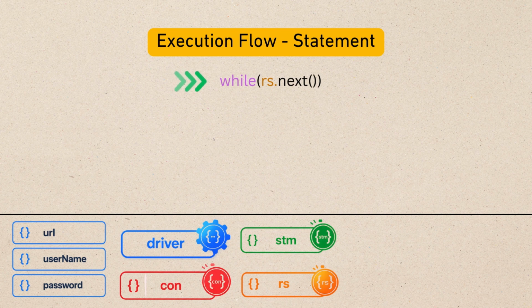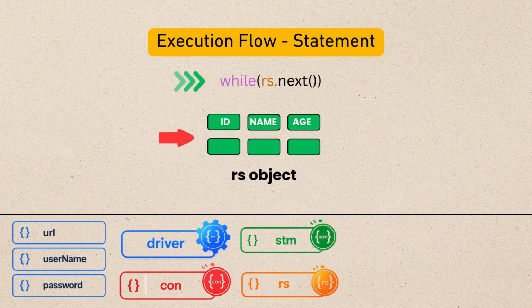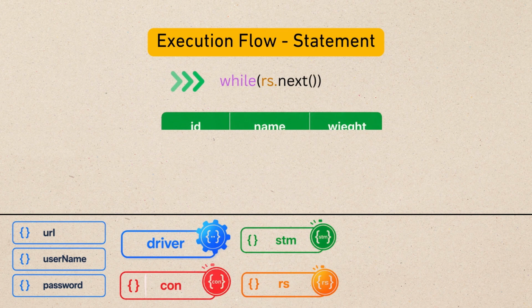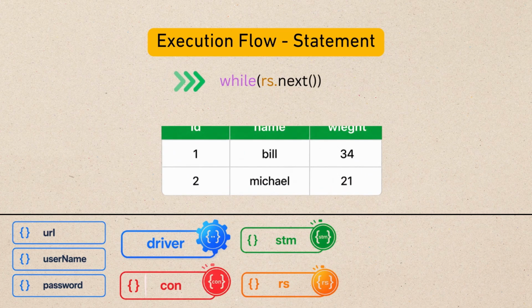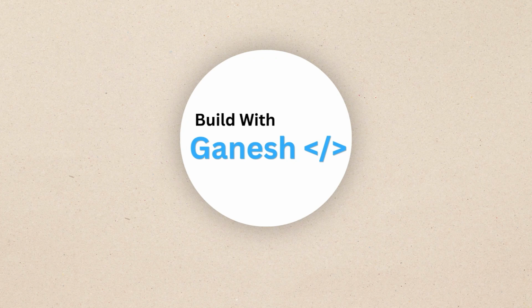Next, we start a loop using while rs.next. The next method moves to the next row and checks if more data is available. For each row, we get the values using getInt and getString methods. These methods read data from the current row. Then we print each record. After all rows are finished, the loop stops. Finally, the program ends.